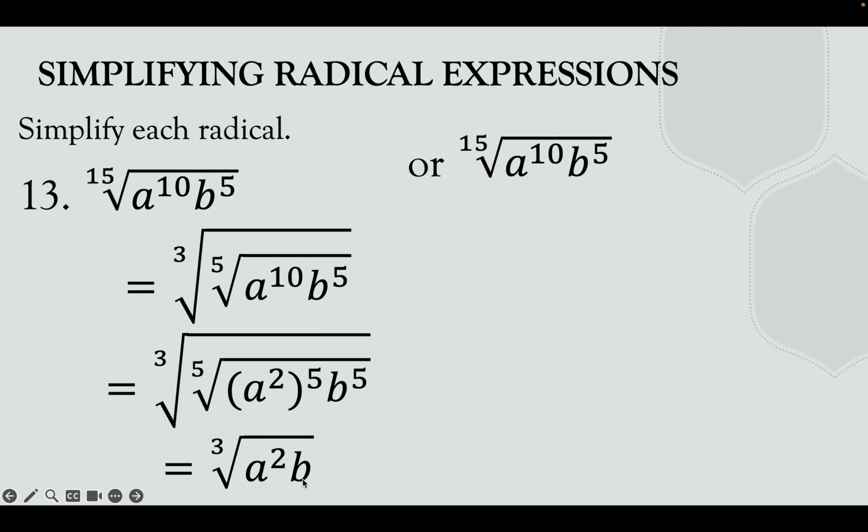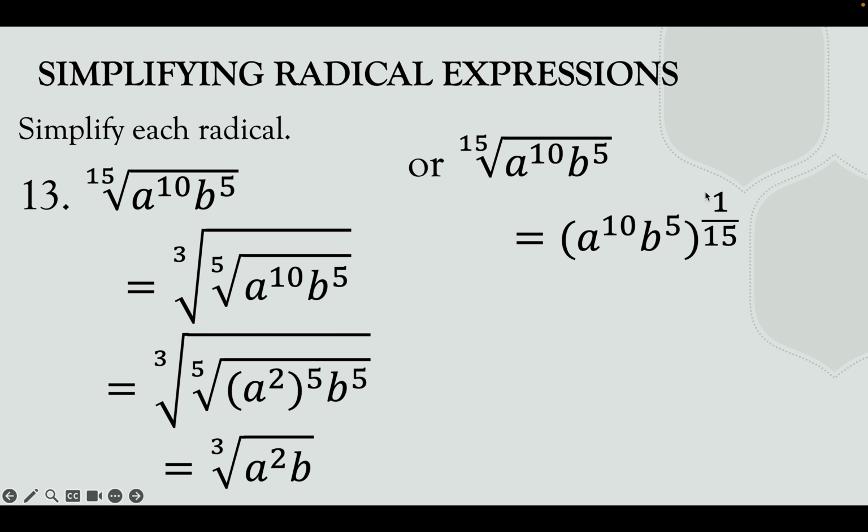Or you can change that one into rational exponent. So we just need to change a raised to 10, b raised to 5, raised to 1 over 15, since our exponent here is 1. If you don't see any exponent here, you can use 1 there, class. So it's already understandable that your exponent is 1. And on your index, your denominator is 15.